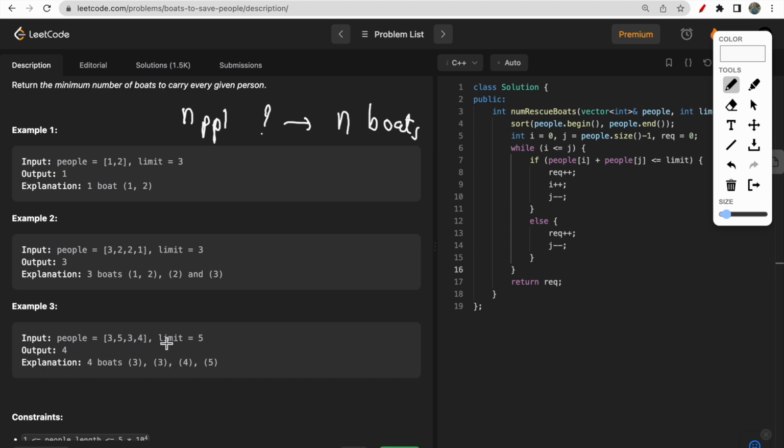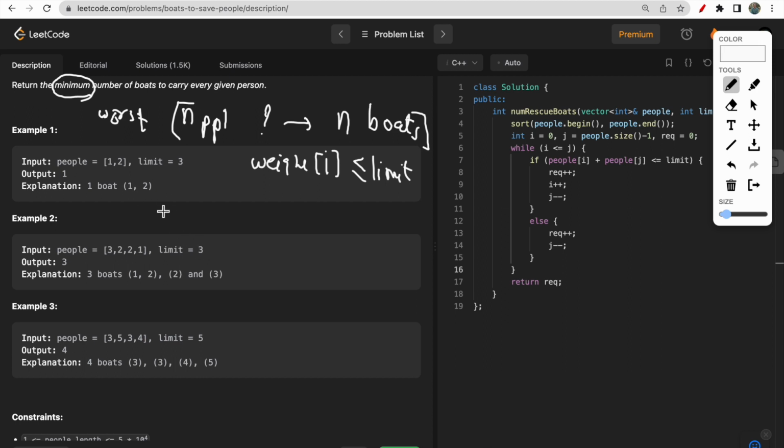Okay. See, the weight of the i-th person will always be less than or equal to limit. So a single person's weight will always be less than or equal to the limit of a boat. Thus, if there are n people, in the worst case, n boats will be required. But we need to find the minimum number of boats required.